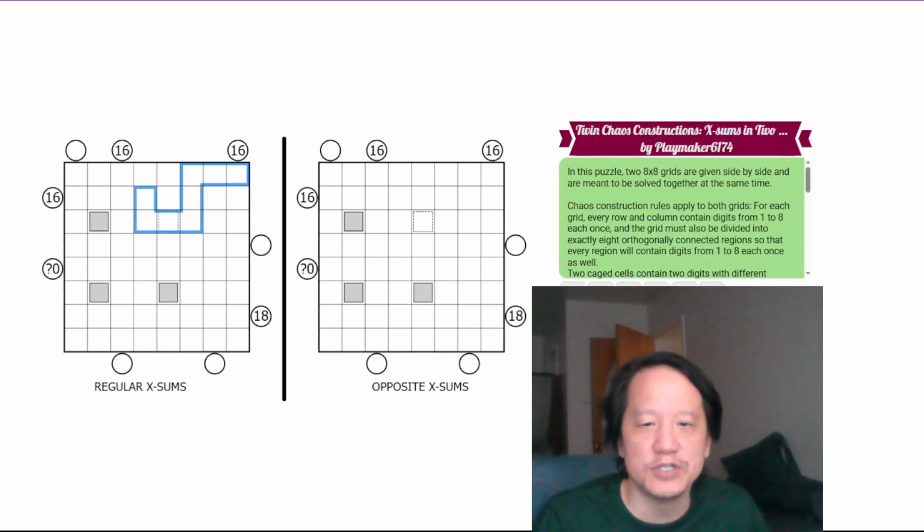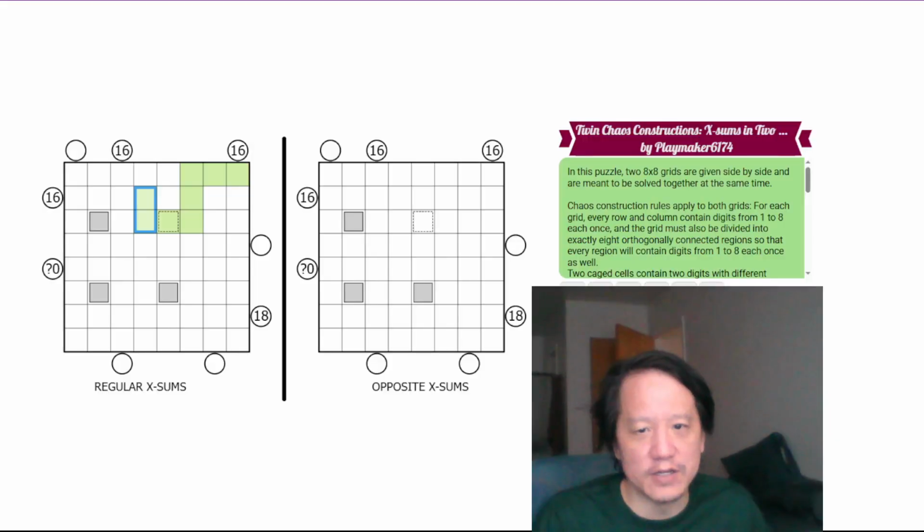What is an orthogonally connected region? It means a region where you can go from any cell in that region to any other cell in the region just by going through edges, all while staying within the region. So for example, to get from here to here, you can go through these edges while staying within the region.